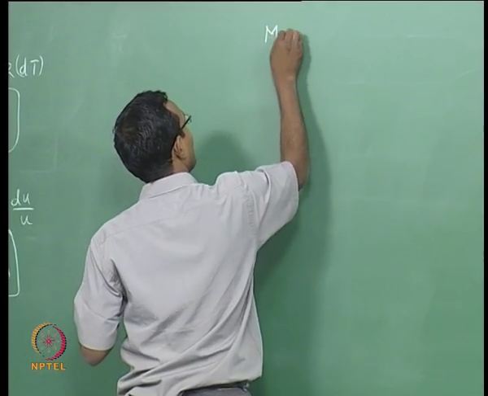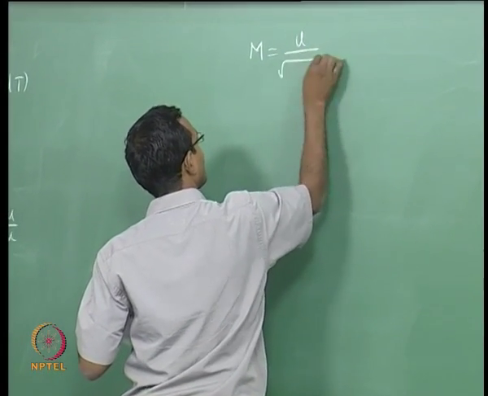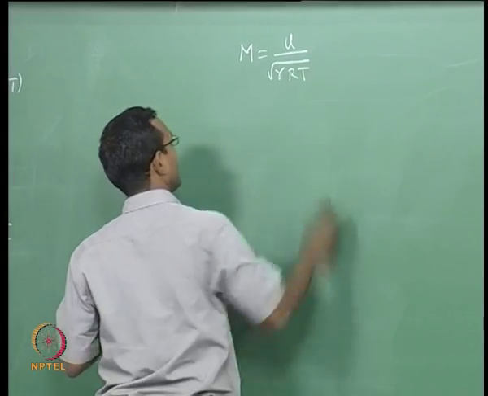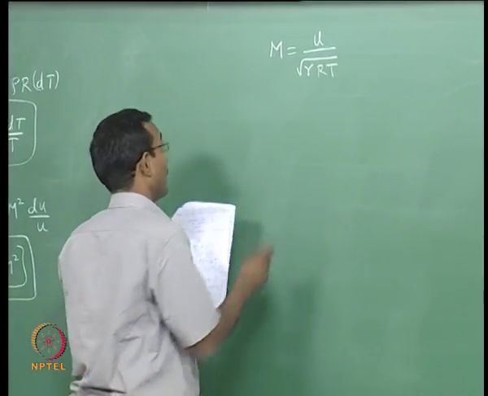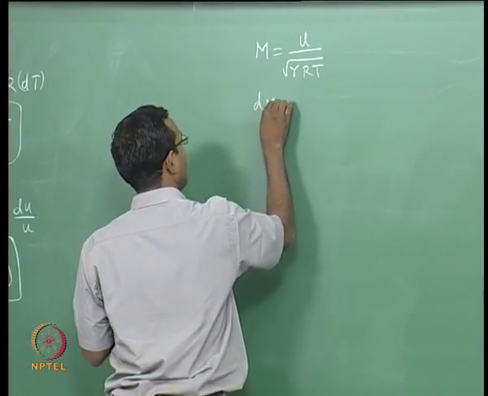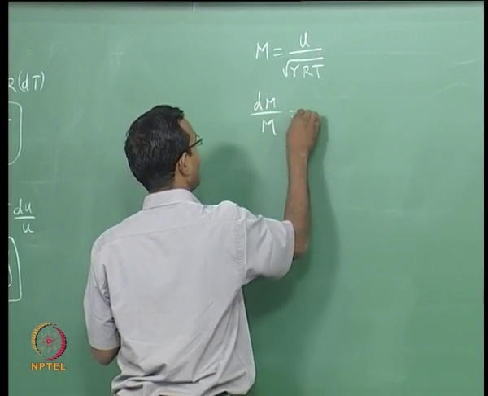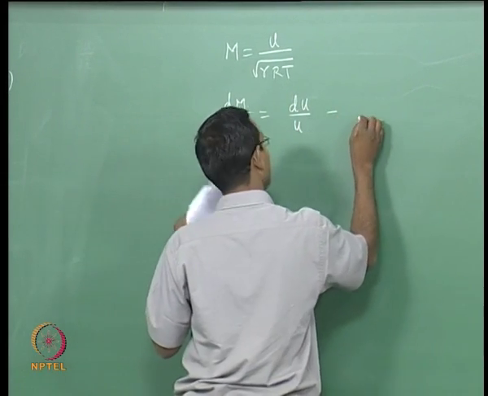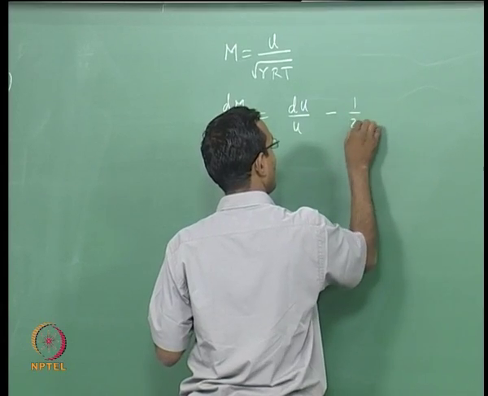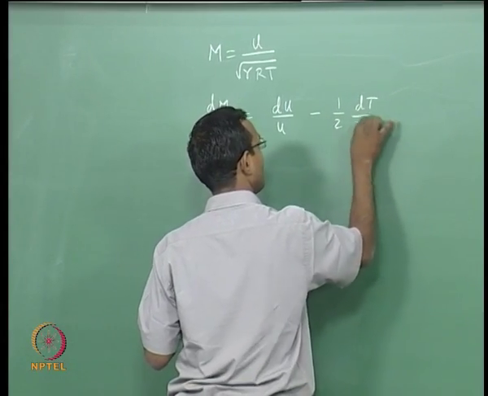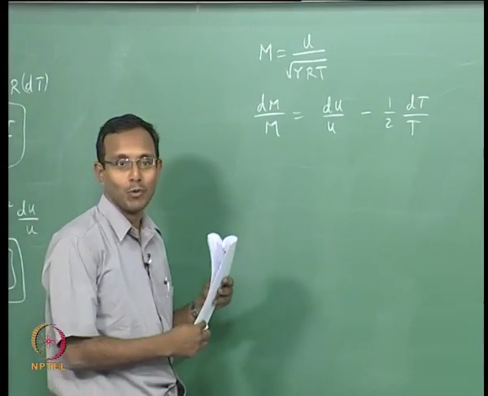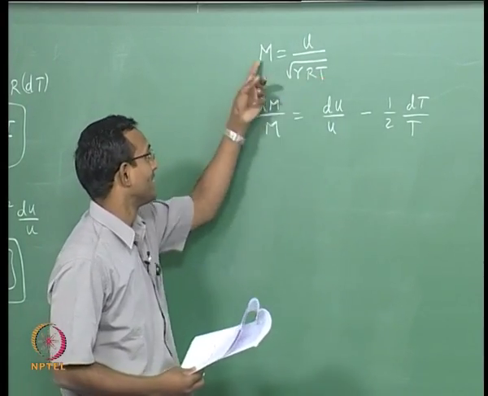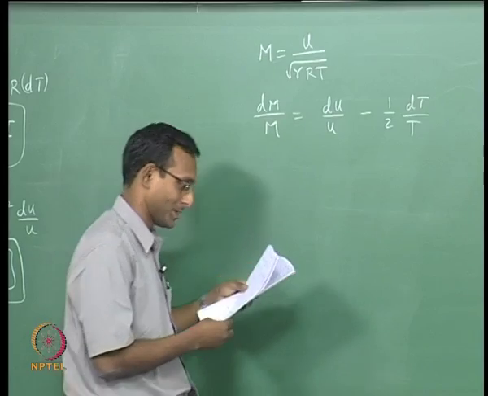What do we have? M equal to u by square root of gamma R T. So, now I can tell that, I will just go a little faster, dM by M equal to du by u minus 1 by 2 dT by T. I am assuming you can do that one more intermediate step, just differentiate this and divide by M, you will get to this particular form.